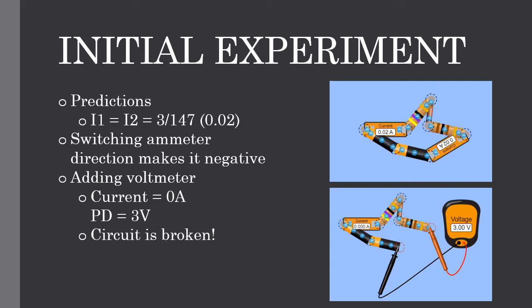And then we were told to remove one of the ammeters and use a voltmeter on both ends of our circuit. Measuring it, I found that there was a current of 0 and a potential difference of 3 volts. Why is the current 0? Well, it's because the circuit's broken. There's no water in the river if the river is not moving, you guys get the idea. Let's move on.